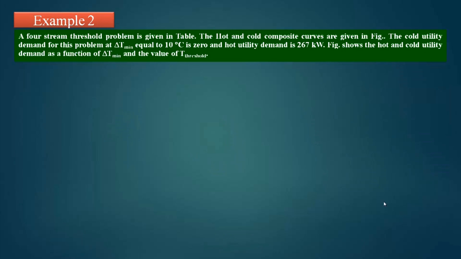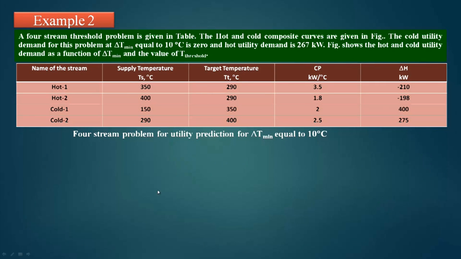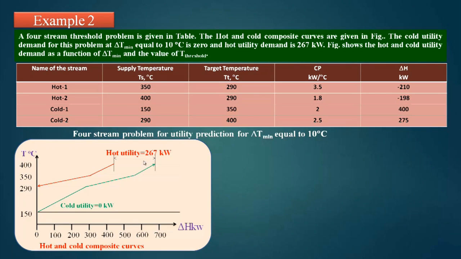Now we take another problem, which is also a four stream problem, to find out what is the T threshold value. Here this problem clearly shows, when we plot the composite hot and composite cold, that the cold utility demand is 0. However, there is a hot utility demand of 267 kilowatt, and this happens when delta T minimum is equal to 10 degree centigrade.